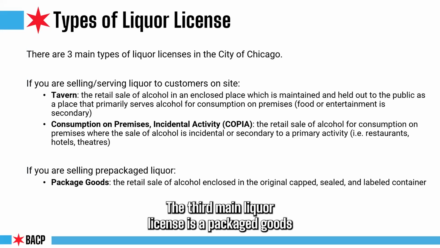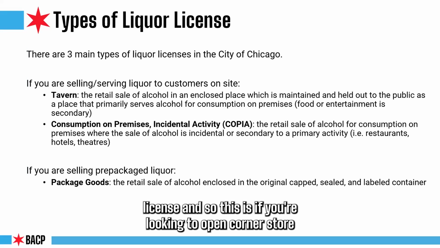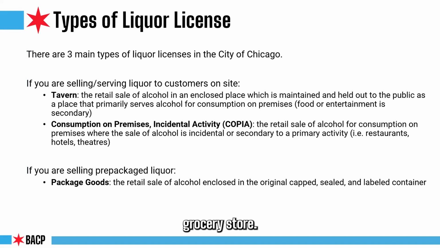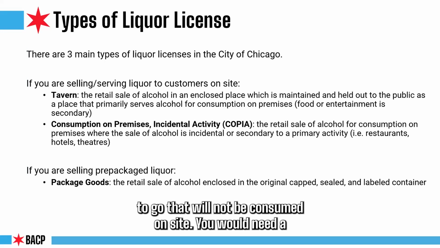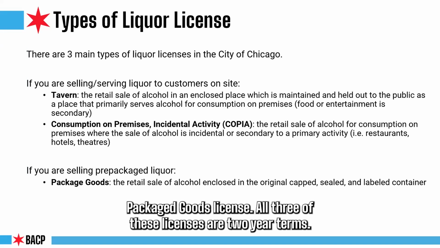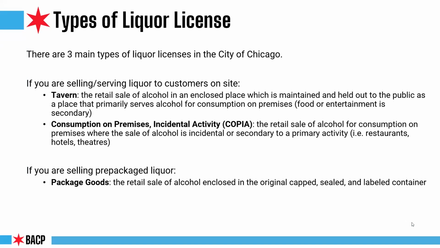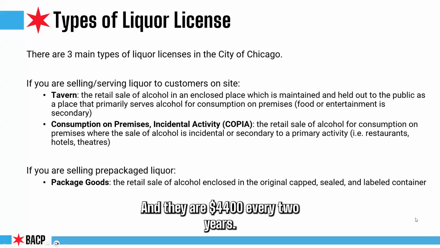The third main liquor license is a packaged goods license. And so this is if you're looking to open a corner store, grocery store, wine store, anything where you're looking to sell packaged goods to go that will not be consumed on site, you would need a packaged goods license. All three of these licenses are 2-year terms, and they are $4,400 every 2 years.